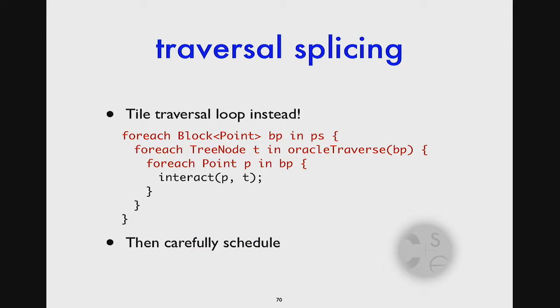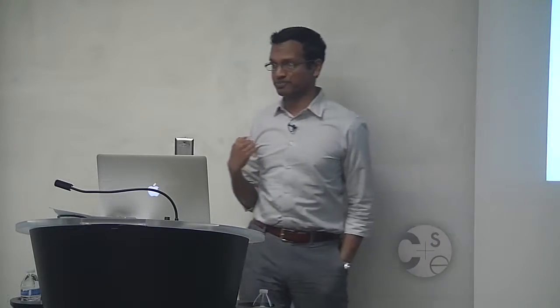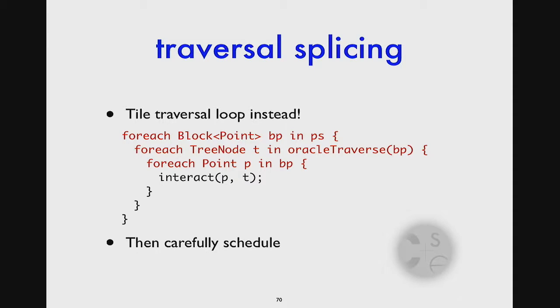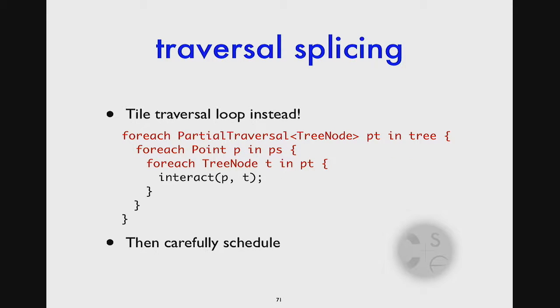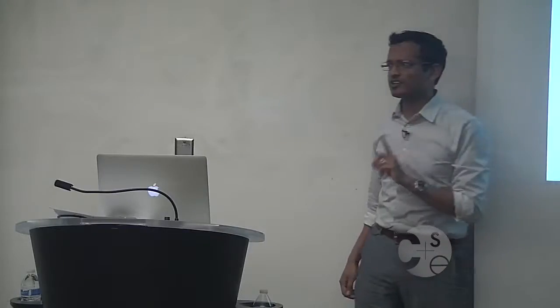If point blocking was tiling the point loop and sending blocks of points through the tree, traversal splicing goes the other way. It blocks the tree loop instead, the tree loop in quotes, because that's actually a recursive traversal. So rather than saying for each block of points, what if I said for every partial traversal, for every piece of the tree, have every point that wants to visit that part of the tree visit that part of the tree. So now I've just changed what loop is getting tiled. And now it's going to turn out that we can do something clever.